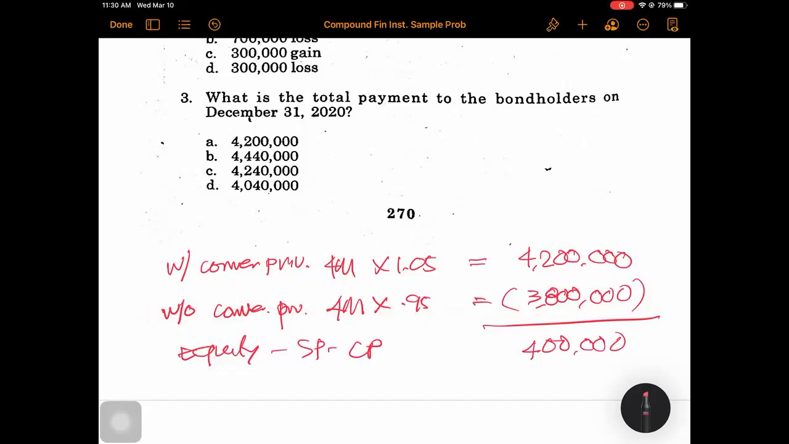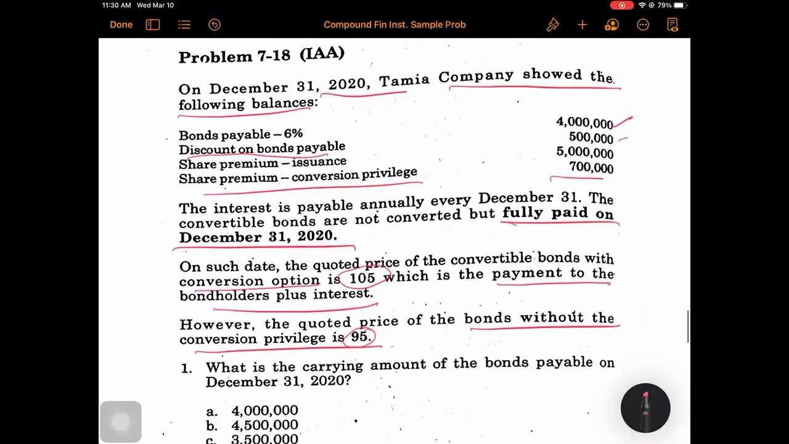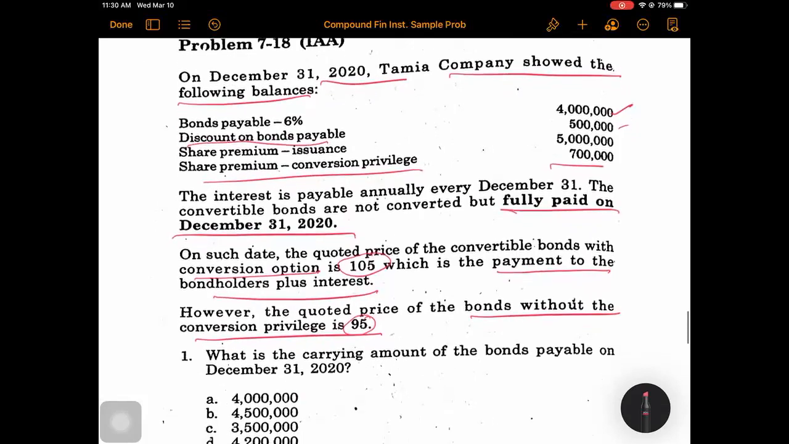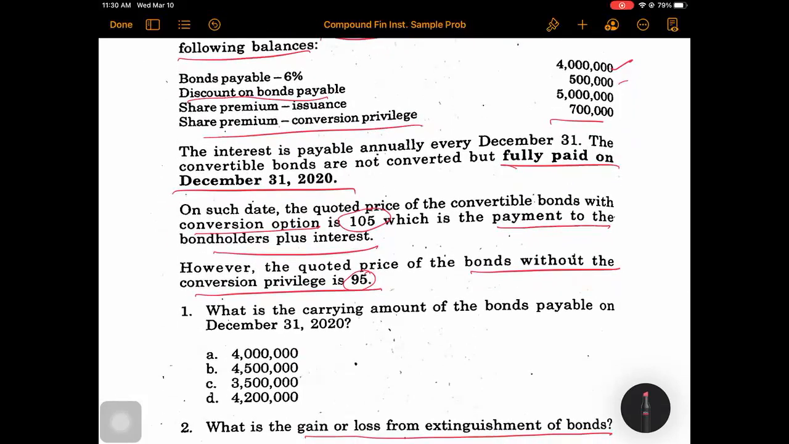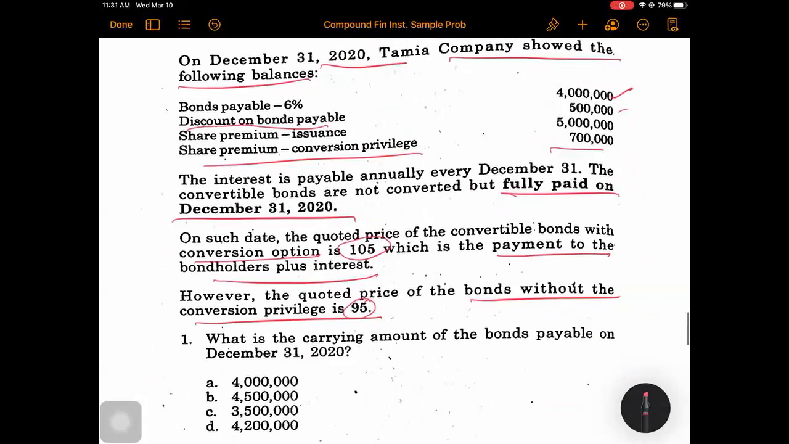Okay, so since nagbayad ka before maturity, portion of the conversion privilege apil pud siya sa kaning 400,000. Portion lang because di ba dili siya at maturity date. Okay, so unsay sunod ato buhaton? So we need to compute pila ang carrying amount of the bonds payable. So let's say on December 31, 2020, di ba, you have face value of bonds payable. You have 4 million.